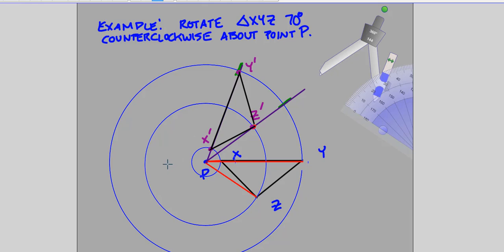And there we are. We've moved everything 70 degrees. So this was a 70-degree rotation. Let's shade those in so we can see the triangles a little better, the original triangle and the final triangle. So here, that's my image, and here is my pre-image.